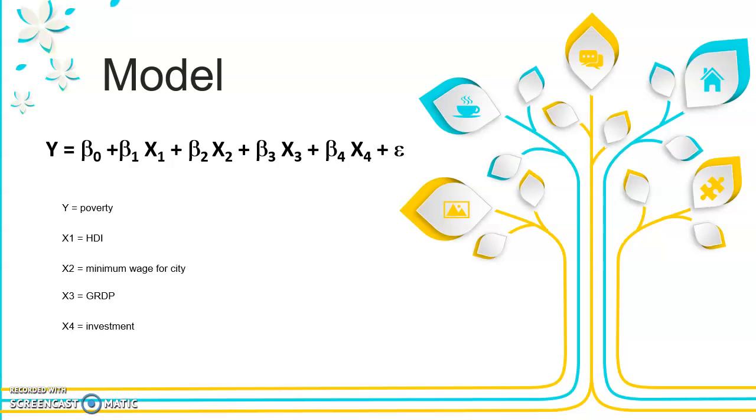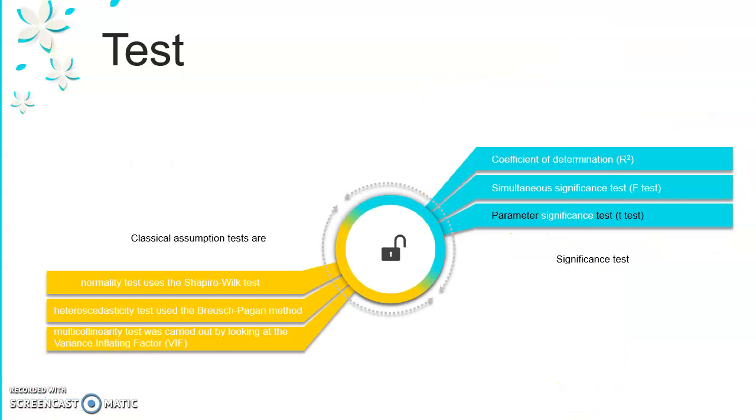The data analysis method used in this research is linear regression analysis with the ordinary least squares method, using cross-section data in districts and cities in East Java in 2019. The model used are: classical assumption tests are normality test, heteroscedasticity test, and multicollinearity test with the help of the Stata application program.